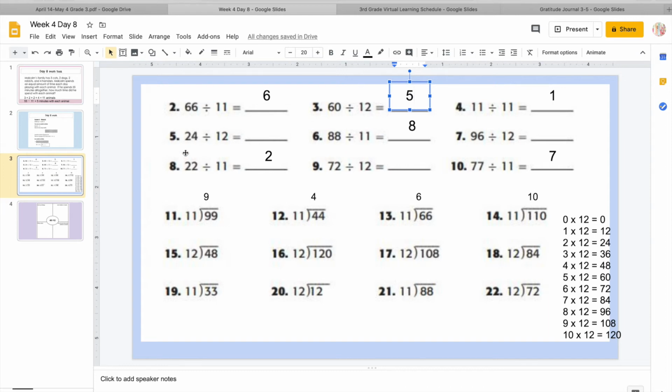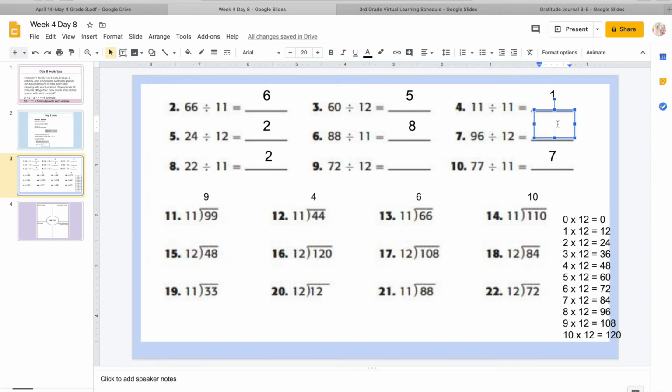So I'm going to come over here to 24 divided by 12. And I'm going to find, okay, what times 12 equals 24? So I'm going to come over to the answers. I'm going to say, where's 24? Oh, ding, ding, ding. Do I have a 24? Check. Do I have a 12? Check. What's the only number from this equation that's missing? That would be 2.